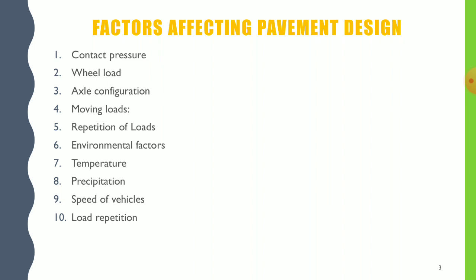So coming back to the seventh point, temperature. We have discussed that in environmental factors there are two factors which affect the road pavement. First one is temperature and second is precipitation. So how does temperature affect? First of all, in asphalt pavements the temperature readily affects, which is different from the concrete pavements, right?